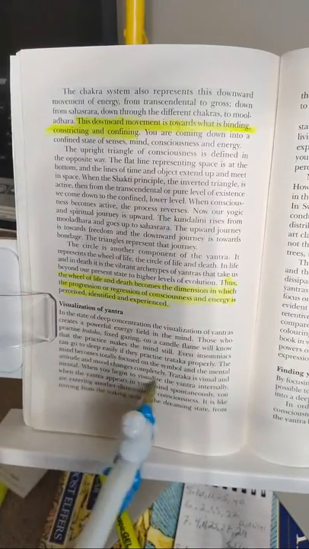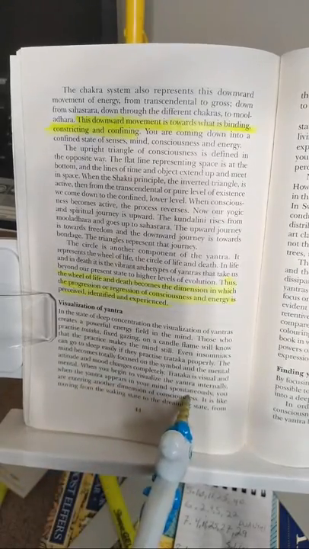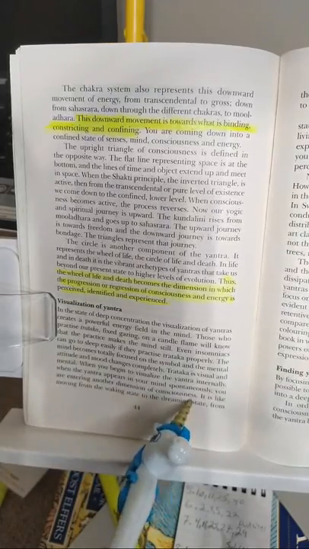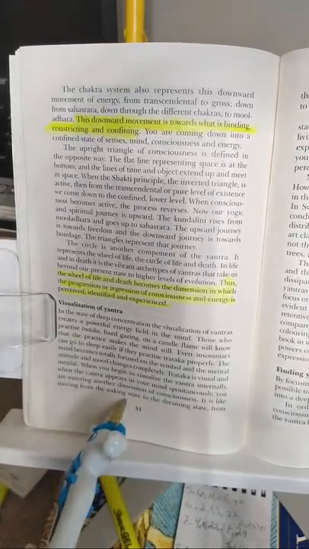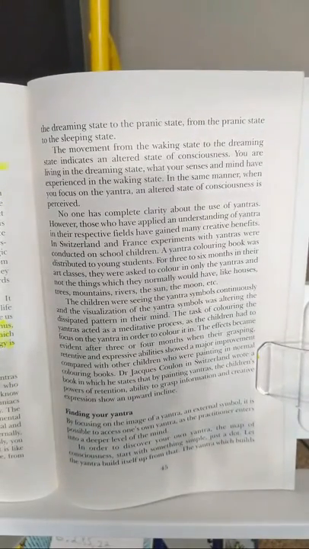When you begin to visualize the yantra internally, when the yantra appears in your mind spontaneously, you are entering another dimension of consciousness. It is like moving from the waking state to the dreaming state, from the dreaming state to the pranic state, from the pranic state to the sleeping state. I had a diagram of that recently. I gotta remember where I found it from.